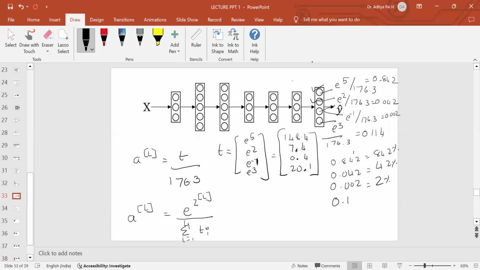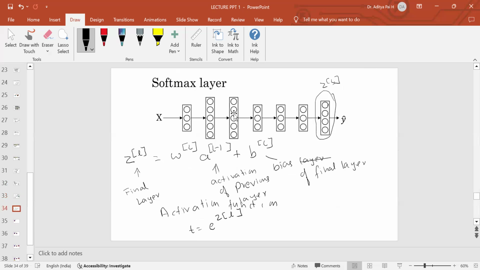And the fourth one is 0.114, which is nothing but 11.4%. So you can say that the possibility for this particular A of L is nothing but the other animal. 84.2 is the highest possibility, being none of the above. So your y hat is nothing but this particular part, and the other animal is what has the highest probability, what you can see over here.